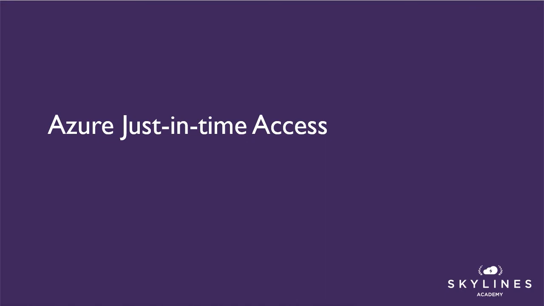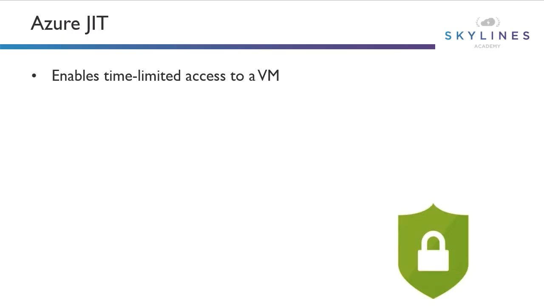We've talked about Azure Network Security Groups and how they give us the ability to restrict access to a virtual machine or to a given resource in Azure from a certain location, as well as connecting to specific ports. You can take that a step further by leveraging Azure Just-in-Time Access, or JIT access. Azure Just-in-Time Access gives us the ability to have time-limited access to a virtual machine.